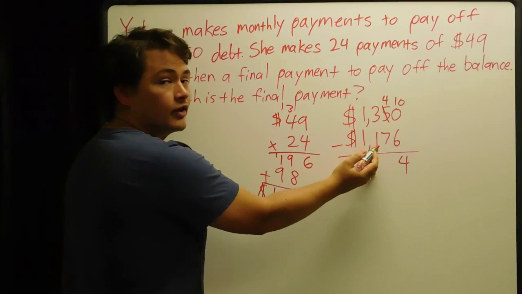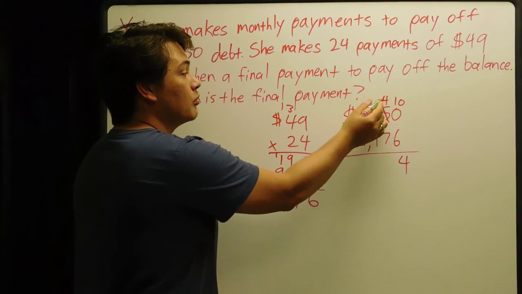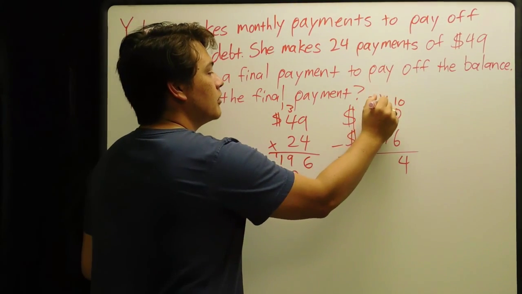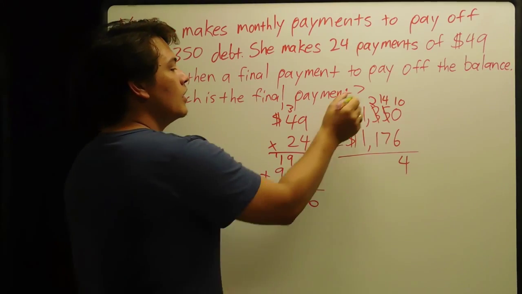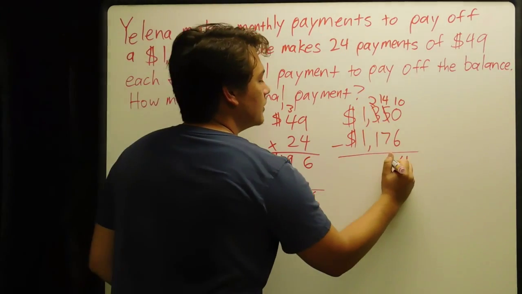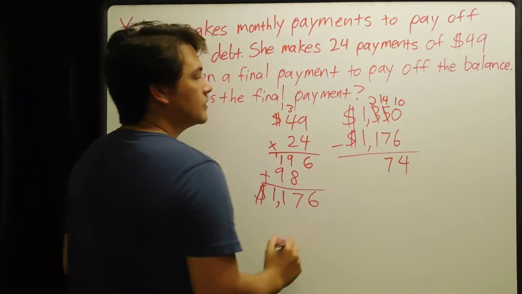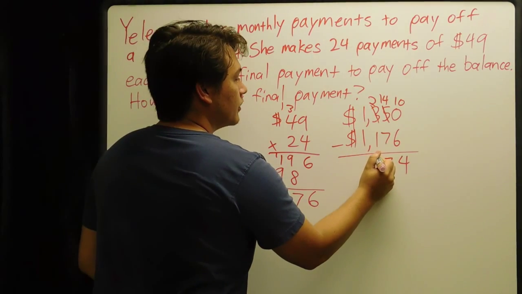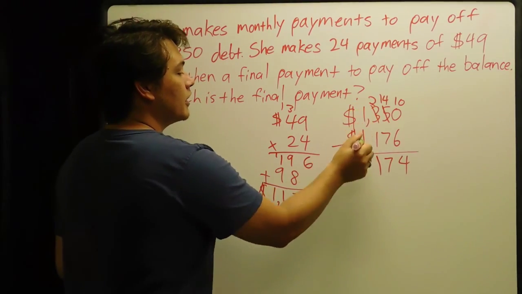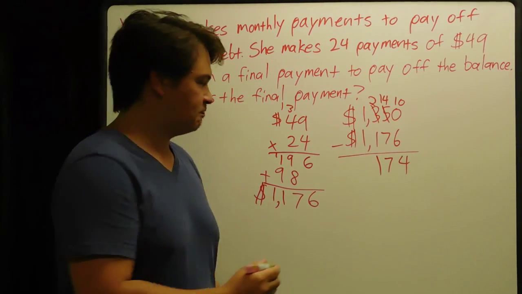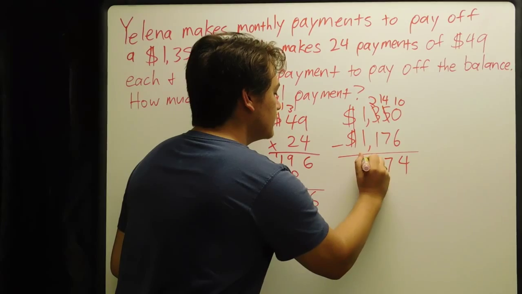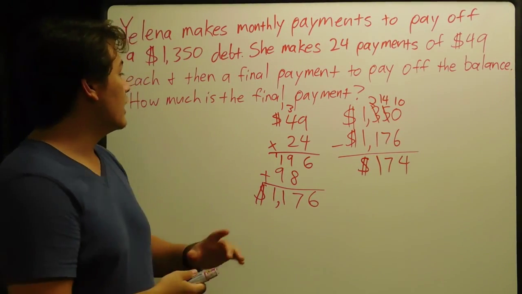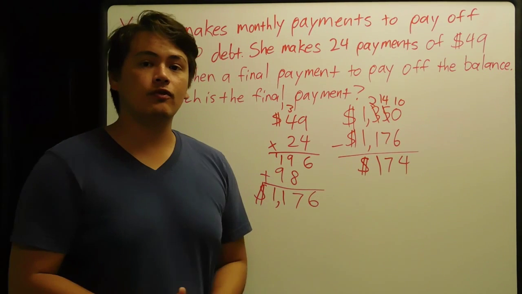4 subtracted by 7, that can't happen. So 4 is going to borrow a 10 from the 3, making this a 2, making this a 14. 14 subtracted by 7 is going to give us 7. 2 subtracted by 1 is going to give us 1. And then 1 minus 1 is 0. So in the end, the final payment that she has to pay is $174.